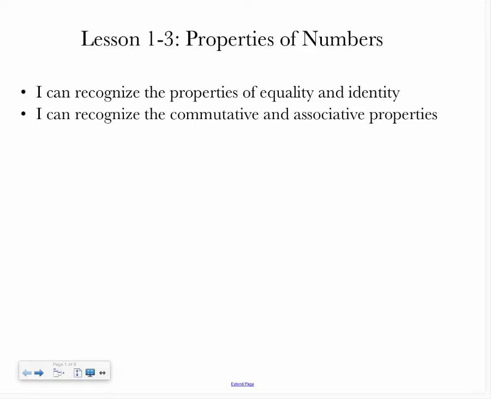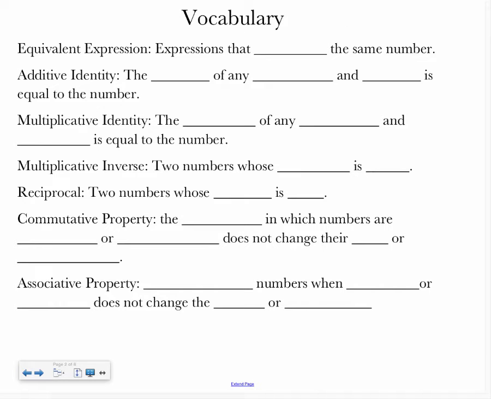Hello class, welcome to lesson 1-3, which is all about properties of numbers. By the end of this lesson, you should be able to recognize the properties of equality and identity, and you should be able to recognize the commutative and associative properties. Let's look at some vocab for this section.